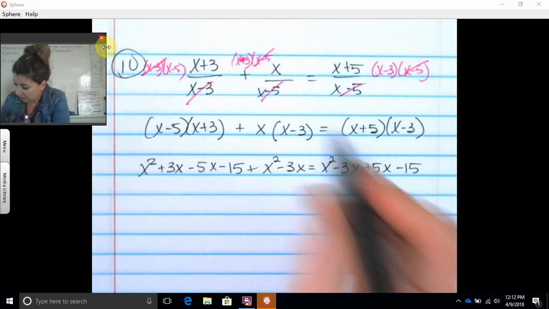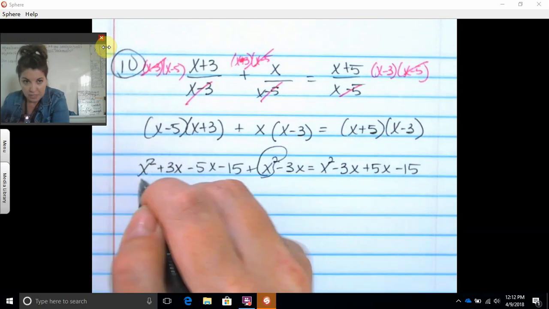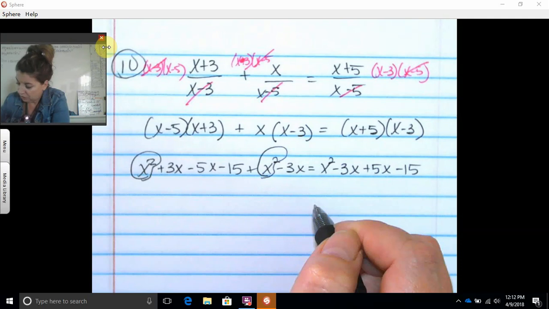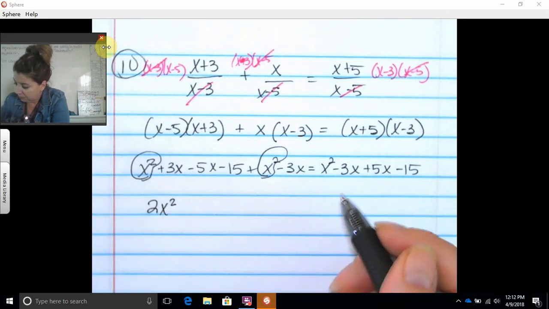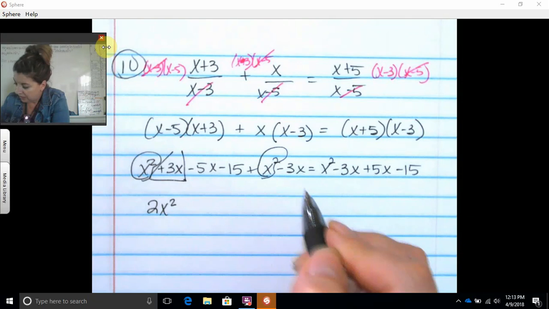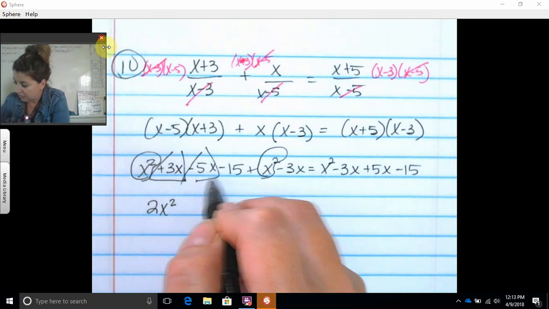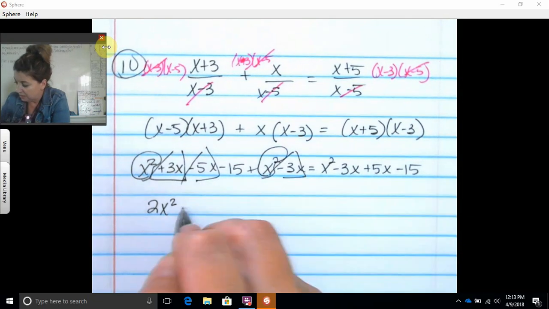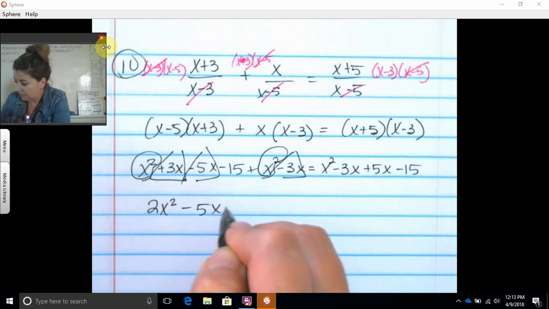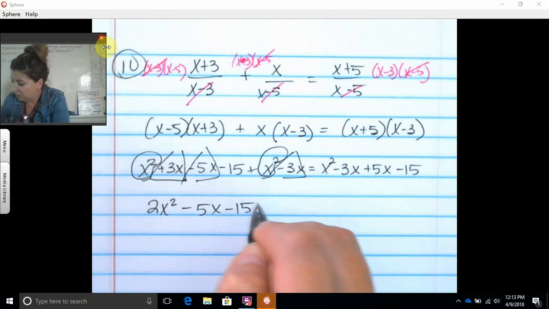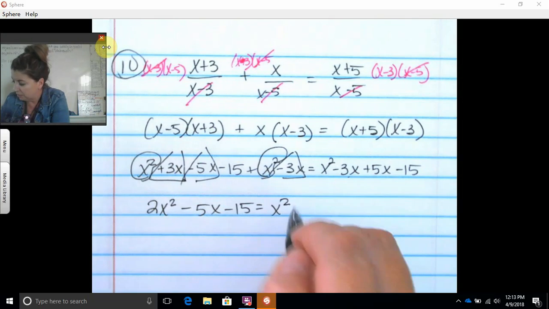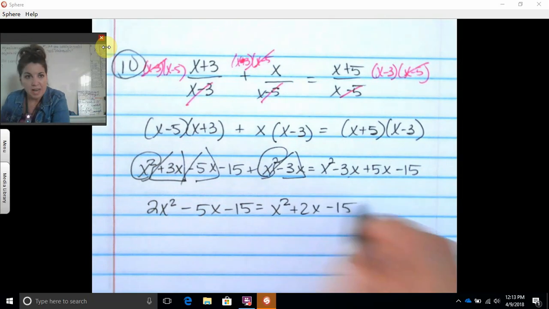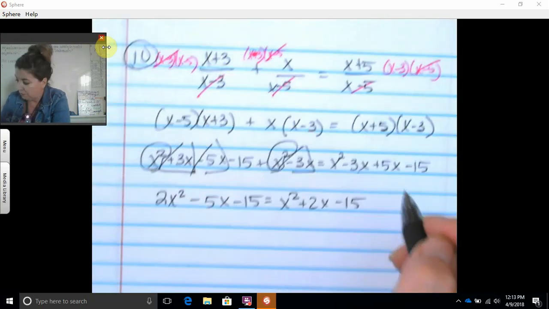On the left side, what's x squared plus x squared? 2x squared. Positive 3x minus 5x is negative 2x, minus 3x is negative 5x, and then minus 15 equals x squared, negative 3x plus 5x is plus 2x minus 15. I need to get it set equal to 0 and in standard form.